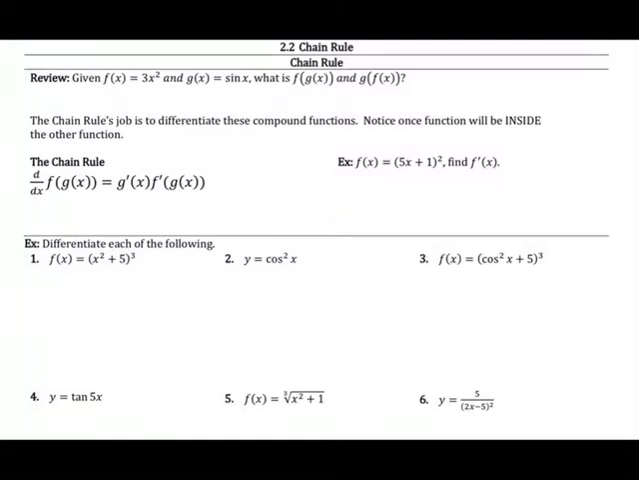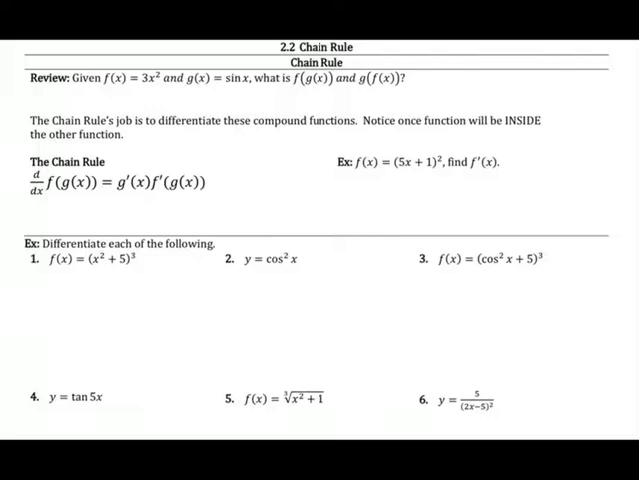Okay, 2.2 is on the chain rule. And the idea here is about the composition of functions. What happens if I have a function within a function and I need to differentiate it? So let's think back to looking at composition of functions without the differentiation part.